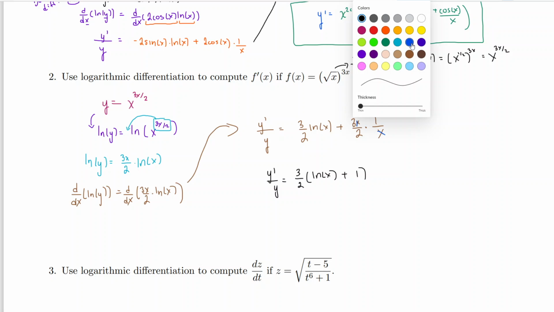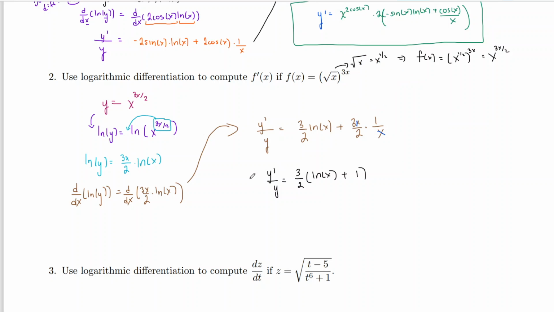And then just like last time, multiply each side by y and you'll get y prime by itself. And wherever you want to multiply by y, the front, the middle, the back, it doesn't matter. Just do it somewhere you're allowed. Can't do it inside here, of course.